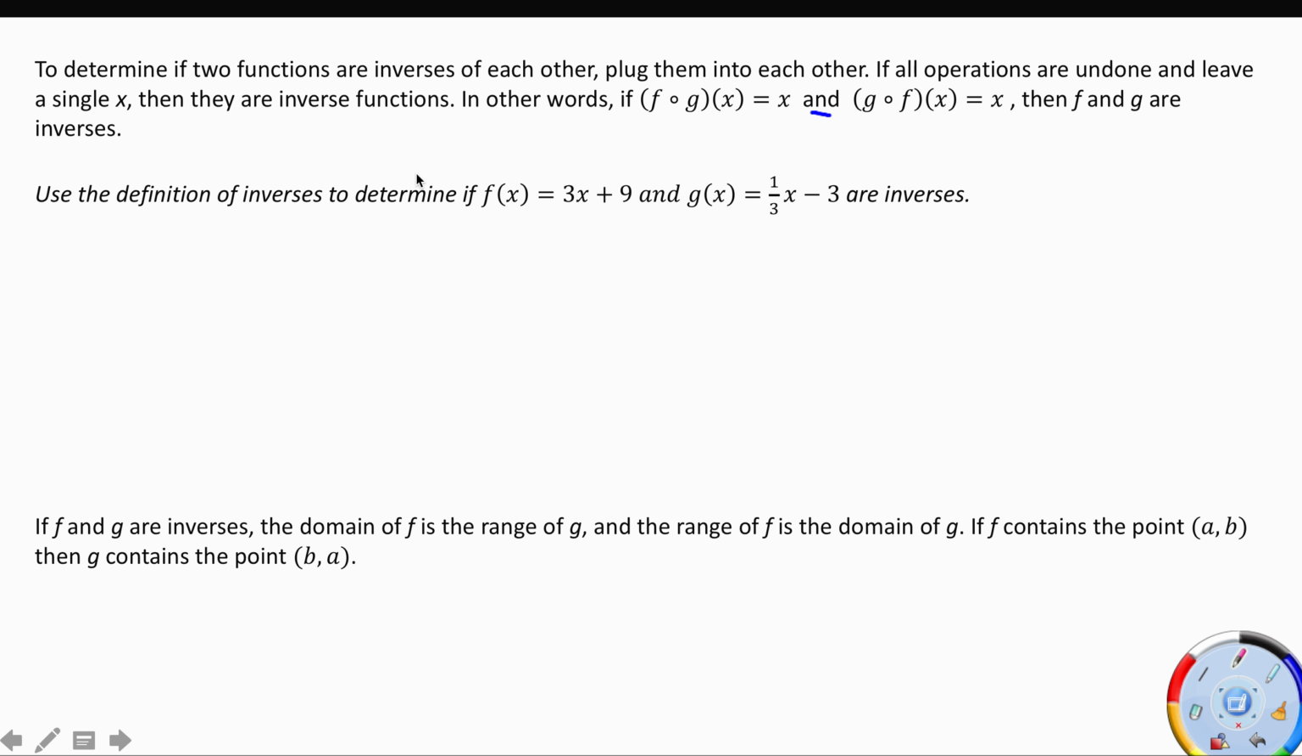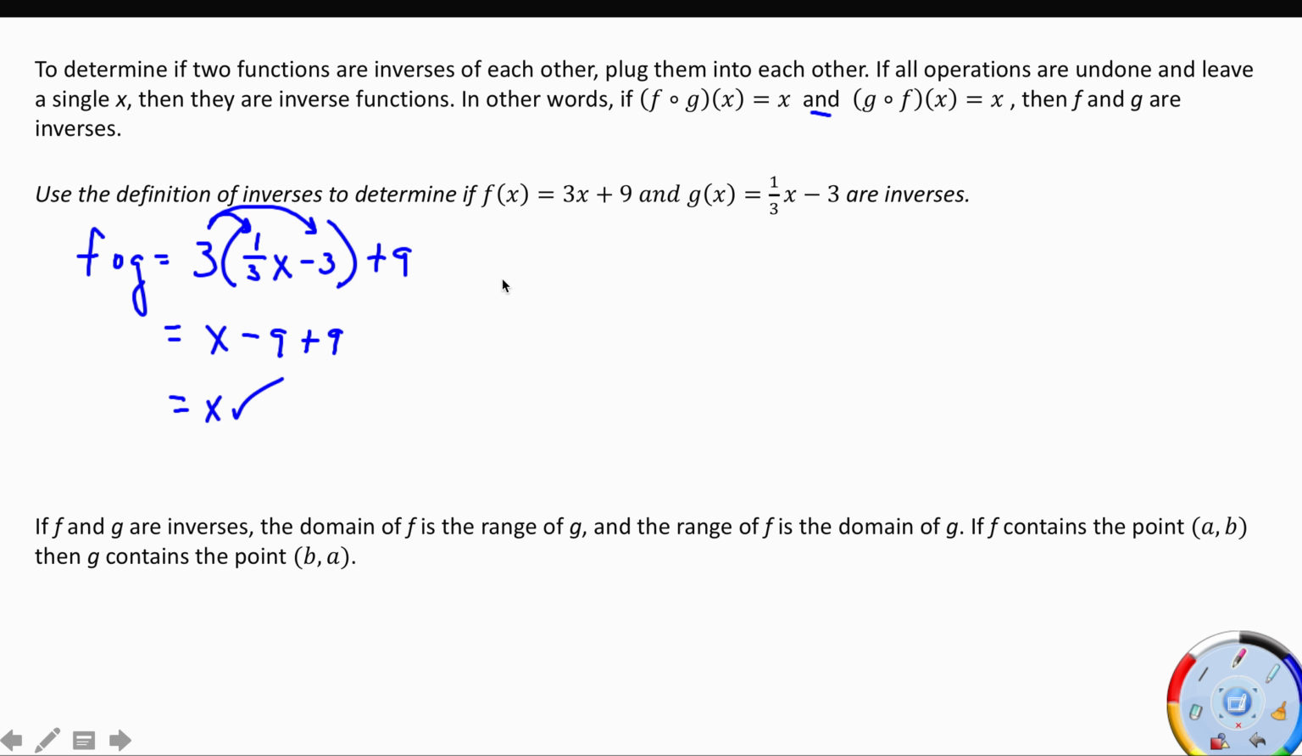So what do I get when I do f of g? I'm going to start with f. So I have 3, but instead of x, I'm going to put g, 1/3 x minus 3. Now finish my f, plus 9. Here's f of g. Well, getting rid of the parentheses, 3 times 1/3 is 1x, 3 times -3 is -9, plus 9 gives x. So far, looking good.